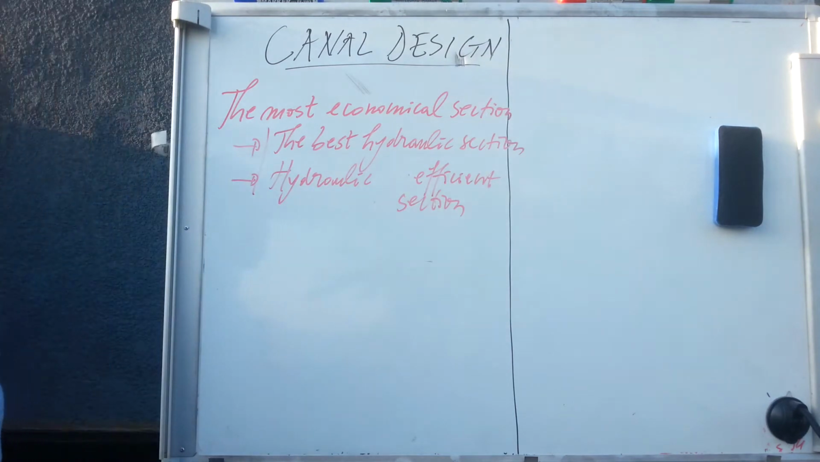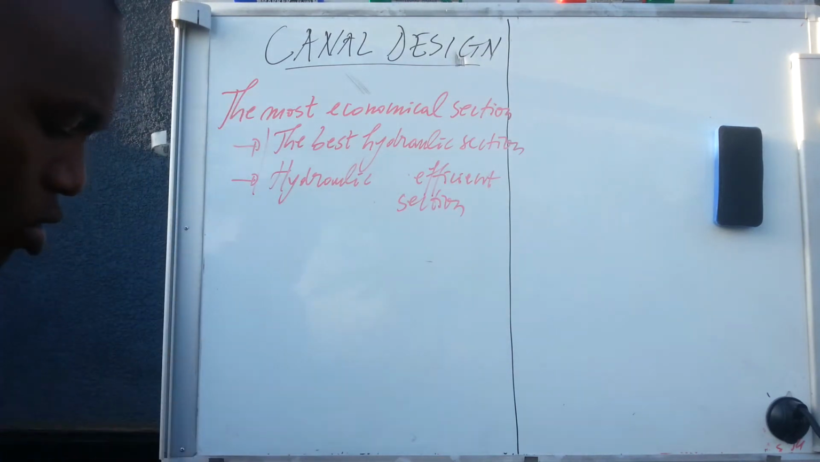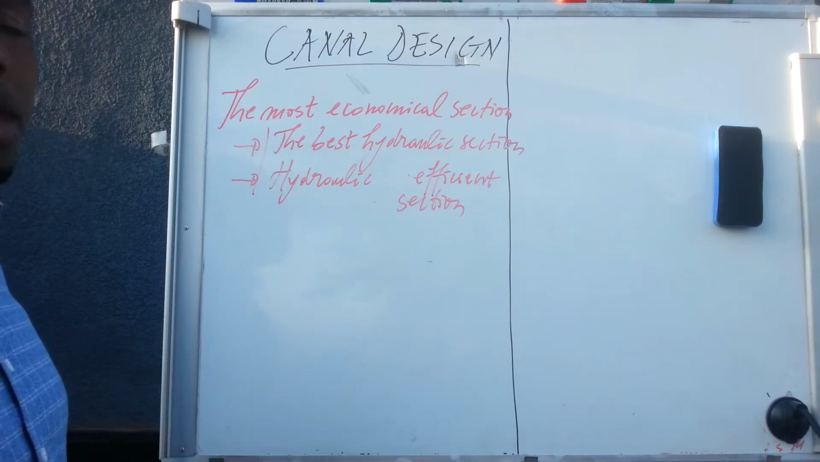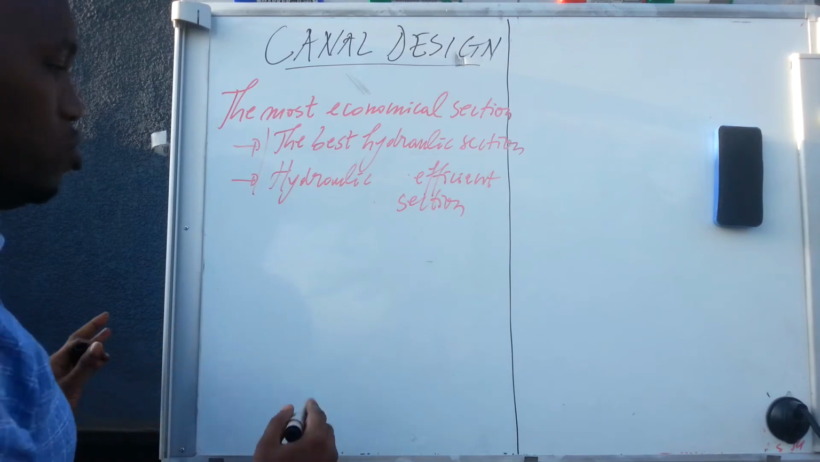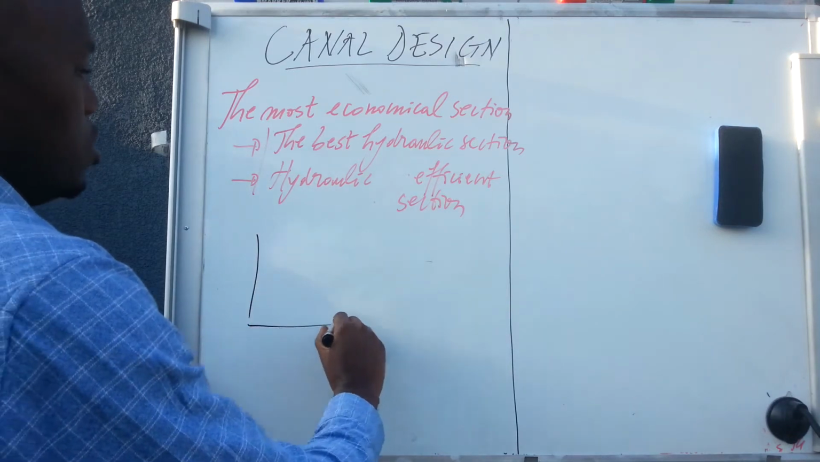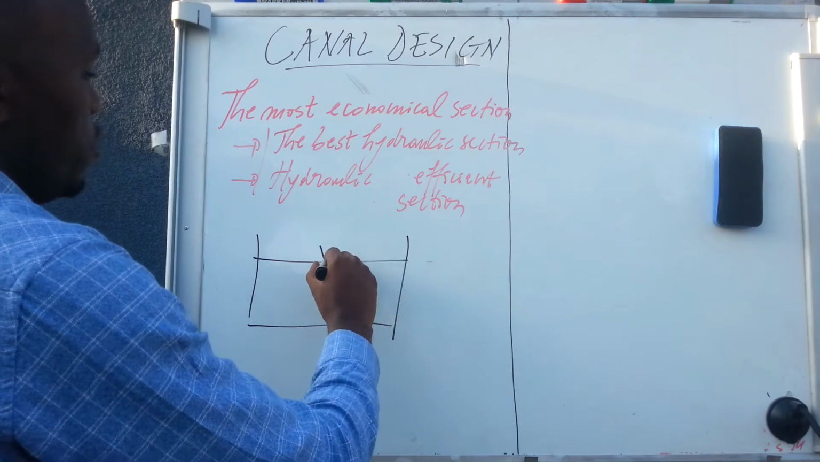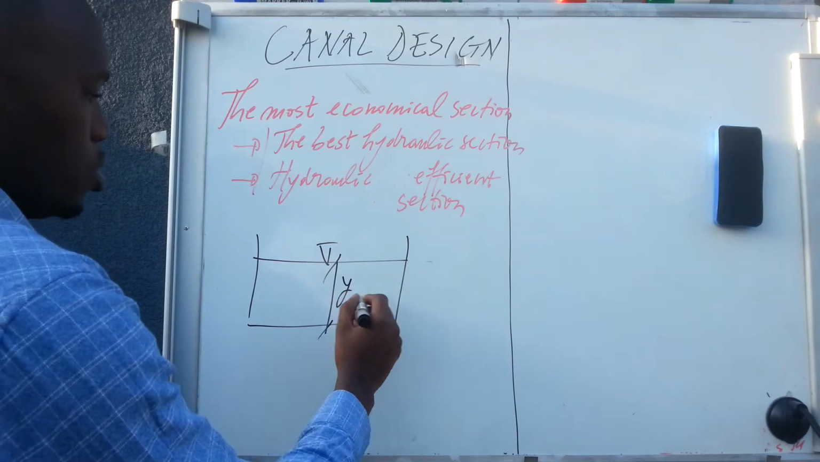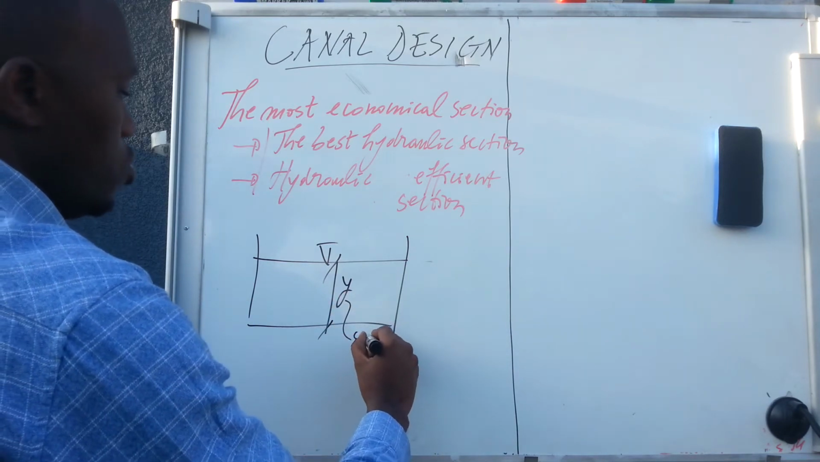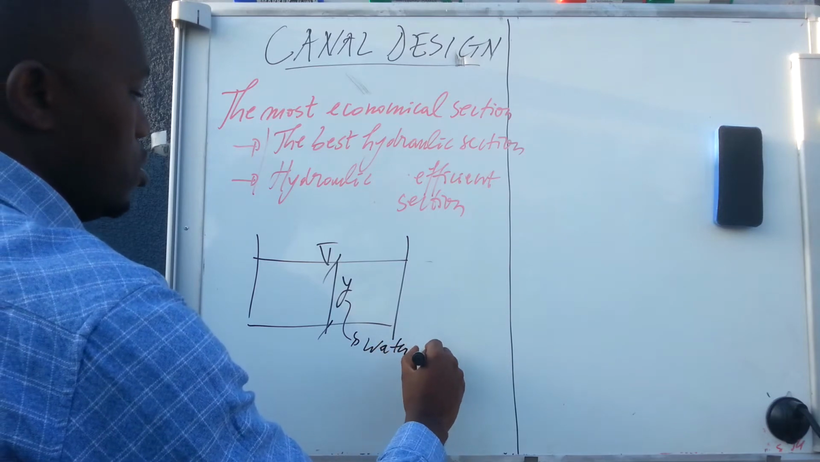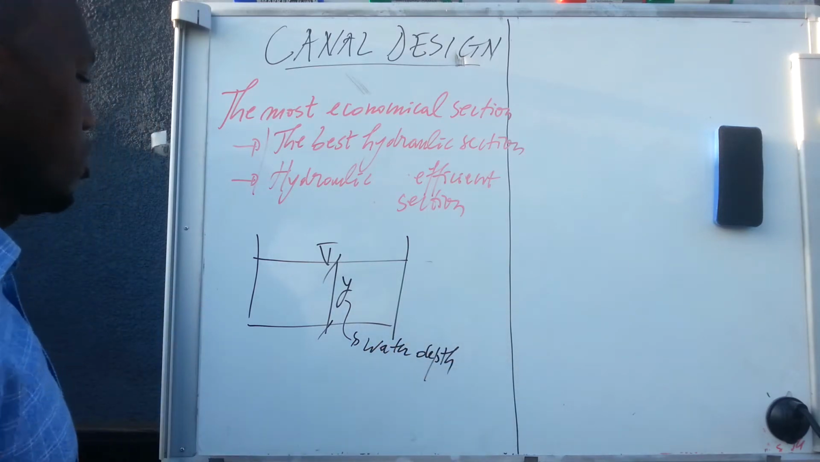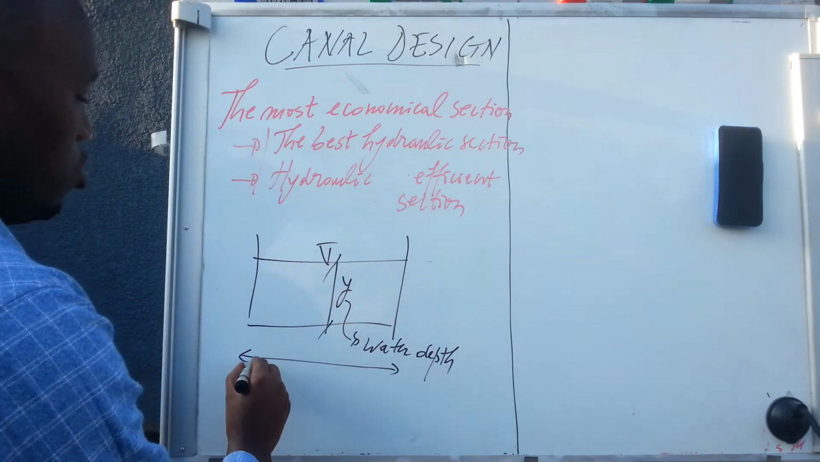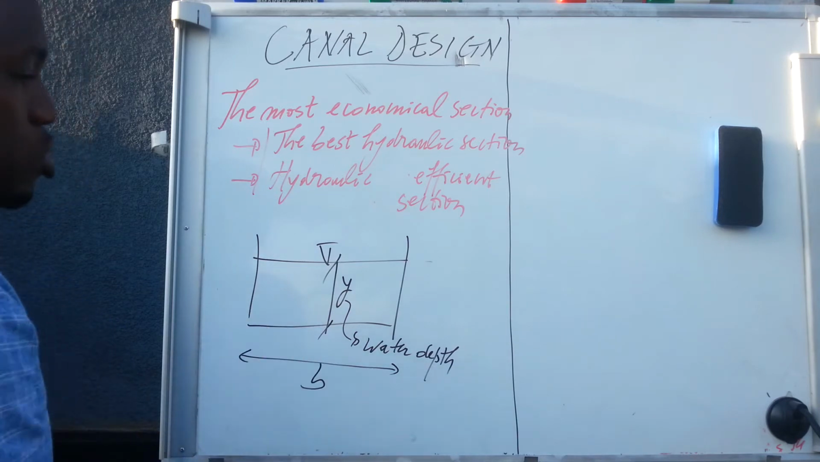First of all, to better understand the situation, it is better to focus on what we call the wetted perimeter and the other parameters related to the canal. If you have a canal like this with a given water depth, let's call it Y. You can call it Y or H. This is the water depth. Assume that this is a rectangular channel and the bottom width is B.